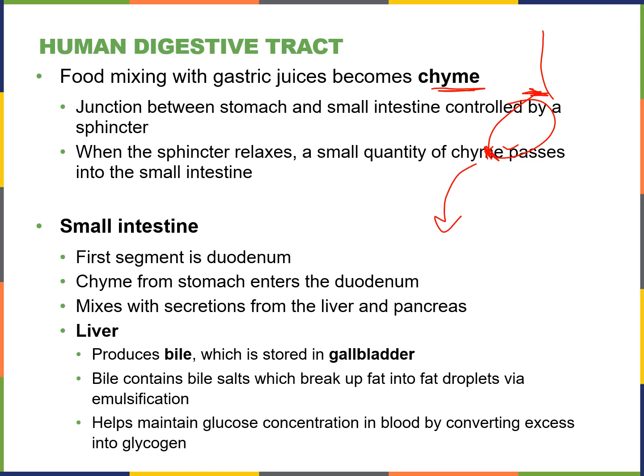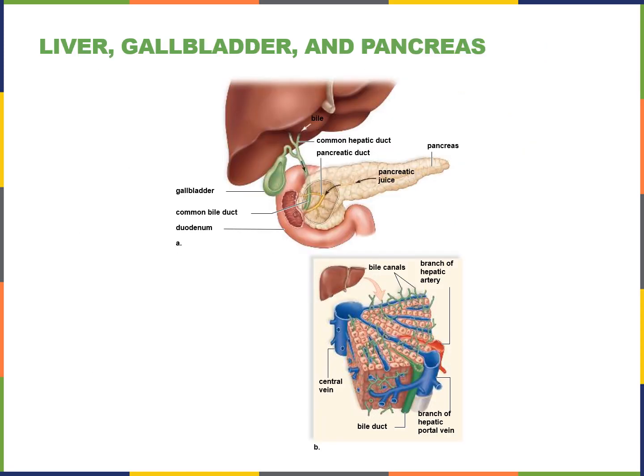So this is something that helps maintain the glucose concentration in your blood by converting any extra glucose that you have into something called glycogen. Here's just a schematic of the liver, gallbladder, and pancreas working together to make these enzymes and bile and different juices, like pancreatic juice that's full of enzymes that's going to work together with the small intestine to help break down more of this food as well.